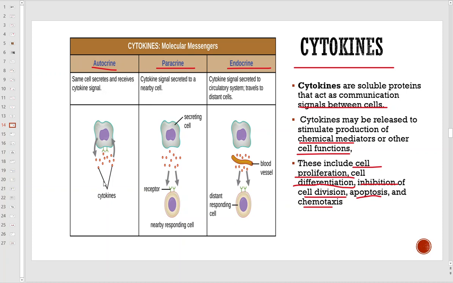So we have, just as we do in hormones, autocrine, paracrine, and endocrine. These guys are going to secrete a cytokine that actually acts on themselves. There are cells of the immune system that do that. They release a cytokine that is intended to act on themselves. A lot of them are paracrines. They're going to release it, and it's going to be picked up by nearby cells. And then you have endocrine, in which it's going to be distant.